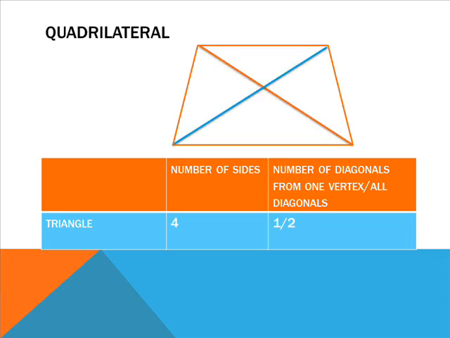The quadrilateral has 4 sides. From each vertex you can draw only one diagonal. So for example, if you concentrate on the orange diagonal from the top vertex, you're going to see that from one vertex we draw only one diagonal. The total number of diagonals in a quadrilateral is 2.